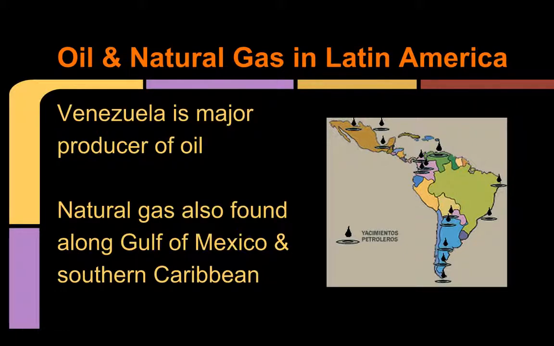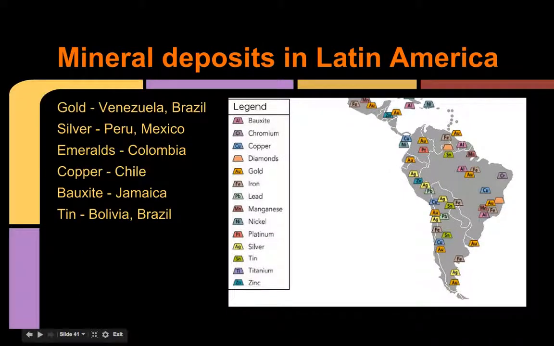Alright, now let's look at the natural resources, and this is our last physical feature we're going to look at. Oil. Venezuela is a major producer of oil. A lot of the world's oil comes from Venezuela. Gas prices are very cheap in Venezuela. You can also find natural gas along the Gulf of Mexico and the southern Caribbean. So remember last unit we talked about that there was the oil spill in the Gulf of Mexico because there is lots of oil and natural gas there.